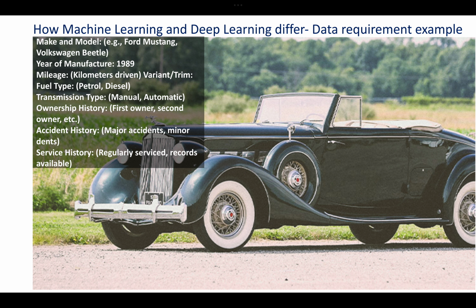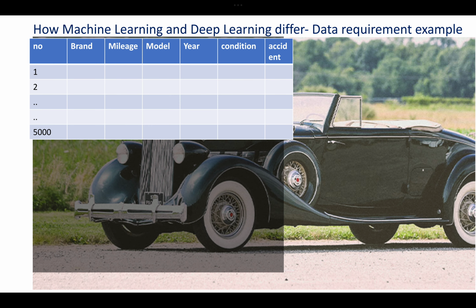Let's say you're trying to predict the price of a used car. First, we gather a data set. Each row is one car, and columns include features like brand, mileage, model year, and condition. You might only need a few hundred or a few thousand examples. Now, we choose an algorithm.